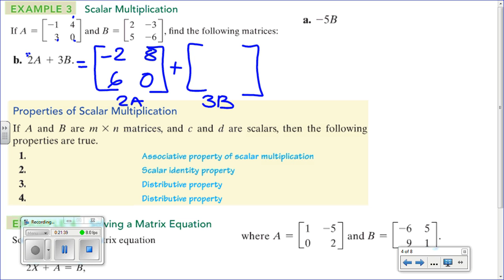Then we will move on to matrix B. So 3 times 2 is 6. 3 times -3 is -9. 3 times 5 is 15. And 3 times -6 is -18. Now, if you add those two matrices, you get 4, -1.